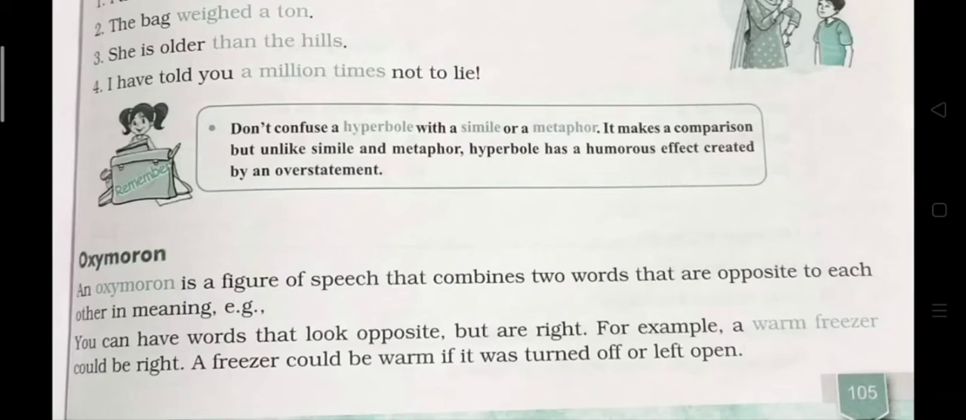The bag weighed a ton. You will say, oh, come on, how can a bag weigh a ton? So these are the things related to hyperbole. Now one thing is oxymoron. Oxymoron is a figure of speech that combines two words that are opposite to each other in meaning. You can have words that look opposite but are right. For example, a warm freezer.